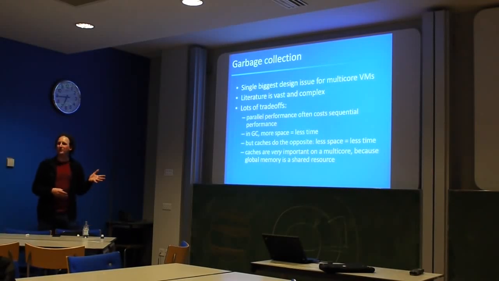But we've got caches working in the opposite direction. Caches typically say, if you fit within my bounds, I will make your program run faster. So we're trying to fit in the cache, but at the same time we'd like to use more space because GC is cheaper. So there are these two factors working against each other. And furthermore, when you get to multicore, caches become even more important, because if you can work within the cache on each of your cores, you don't have to contend for the shared memory bus as you share it amongst all the cores. So working within the cache is really important.